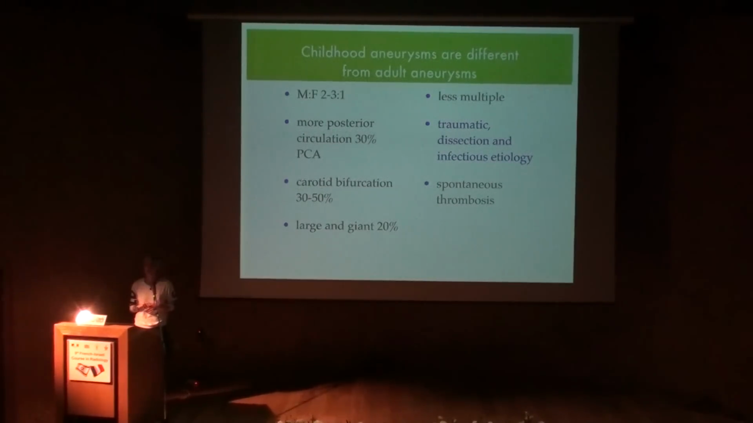And a lot of them are going to be at the carotid bifurcation, the intracranial carotid bifurcation, in comparison to the adult, which you know is ACOM, PCOM, and then MCA. Quite a lot of them are going to be large or giant, about 20%, and they're going to have fewer multiple aneurysms. In the adult population, about 20% of people will have multiple aneurysms. If you see multiple aneurysms in kids, you have to think of infectious. It's rare. The main cause in kids is going to be traumatic dissection and infection, in comparison to the adult, in which most are going to be saccular berry aneurysms.